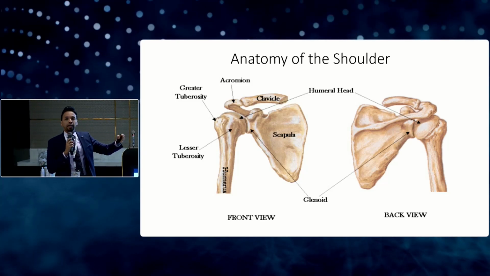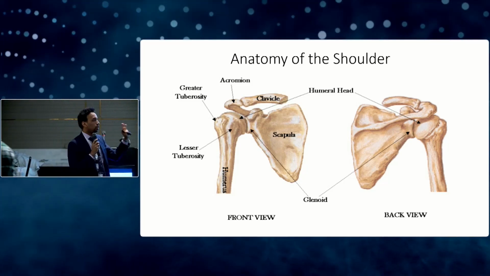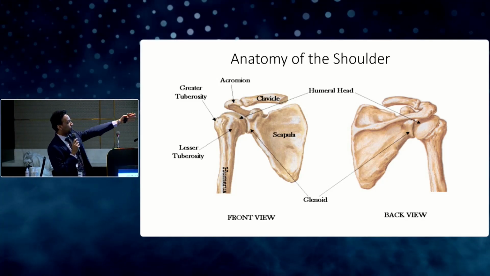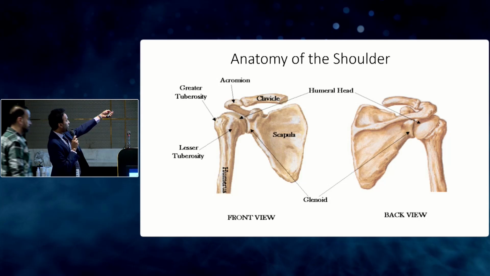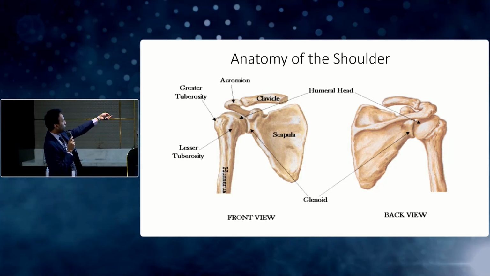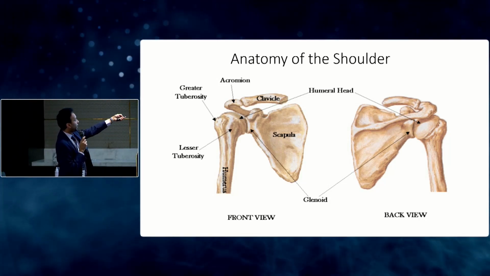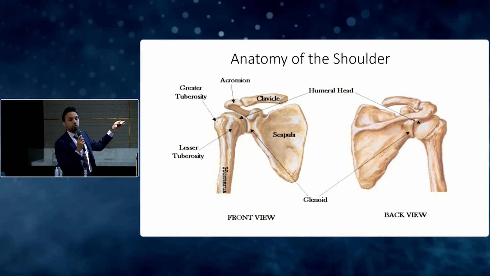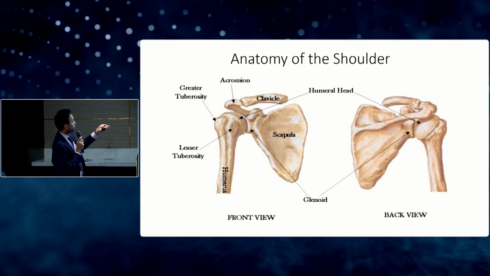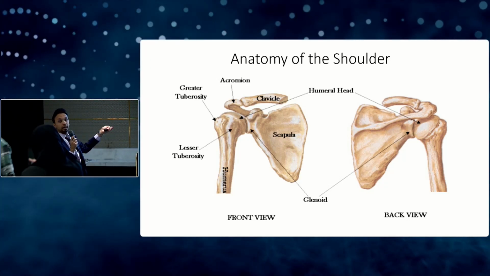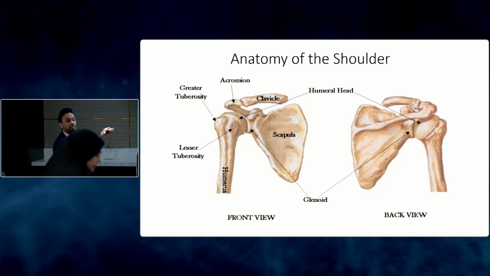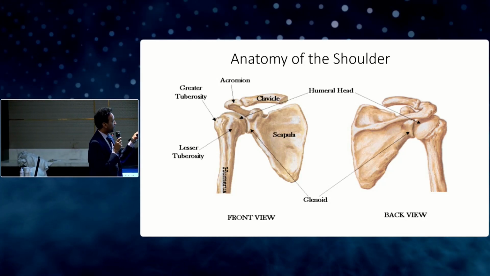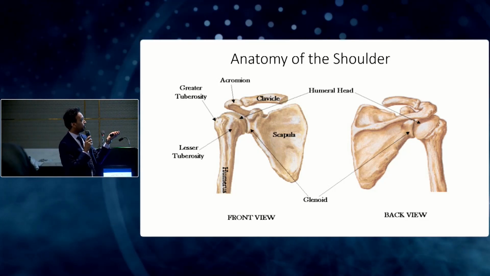Just a quick review about our anatomy. This is the bone of the shoulder. We can see from the anterior part and the posterior part. Here is one of our landmarks, the acromion and the clavicle, and the coracoid, and then the joint that we are going to scan. We can see the greater tuberosity and lesser tuberosity, and in between is the bicipital groove, where we see the bicipital tendon. From the posterior side, we can see the spine of the scapula.